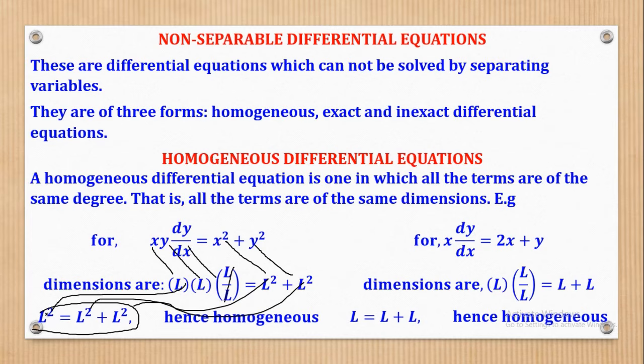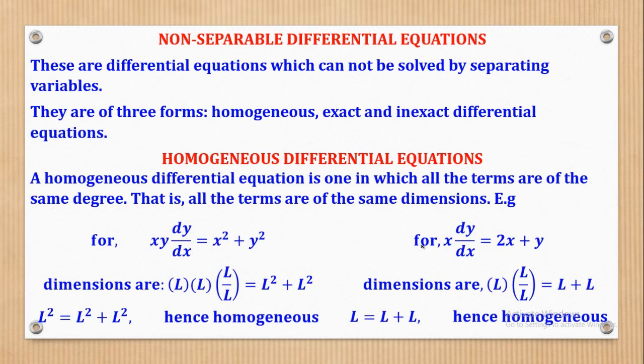The reason why we first test to see whether it's homogeneous is to use a method that can easily give us the solution, because homogeneous differential equations are solved in a different way from that which is exact or inexact. So for this case here, this is L over L, this is L, this is L. So in the end we come up with this, meaning that it is homogeneous because they all have the same dimension. So that is how you can find out whether the differential equation is homogeneous or not.